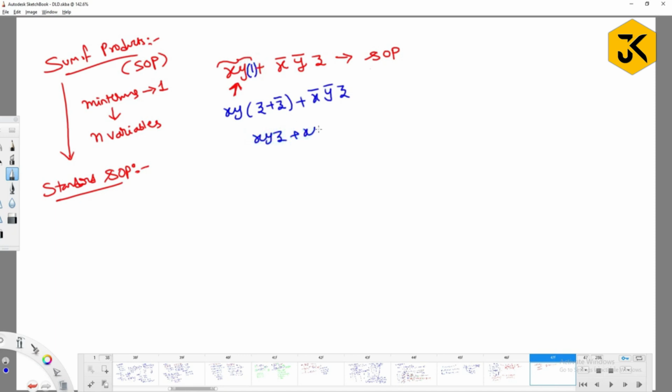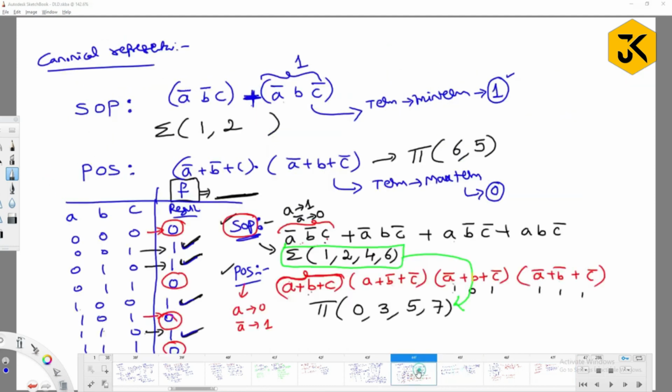X y z, x y z bar, x bar y bar z. That's it. This is what I can call a standard sum of the products. This is one kind of criteria. And one more thing to observe: I will make more points after the explanation. Whatever expression you get, that expression is a unique expression. In canonical representation, every expression is unique, whether it is sum of products or product of sums. So every canonical expression is a unique expression.